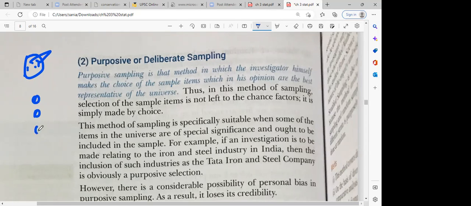For example, this is your class. These two people dance very well, so of course I will choose these two. But for example, if I am finding boxers, and these two people are good in boxing, I will choose these two students as a sample. So this is purposive. Over here, the investigator makes a choice according to his own opinion, whom he thinks are the best suitable samples.